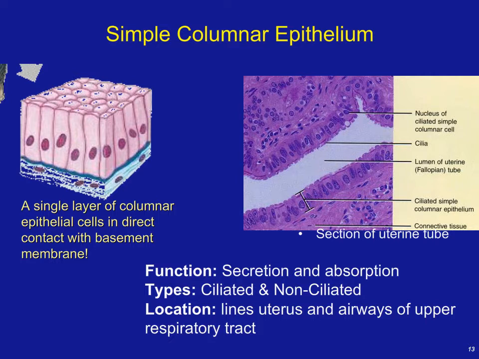And so we tend to find simple columnar epithelia in places like the digestive tract, and where we have nutrients that are moving across the GI tract into the bloodstream, which is going to be beneath that epithelial layer within the connective tissue. And sometimes we have ciliated columnar epithelium, and sometimes we have non-ciliated epithelium.